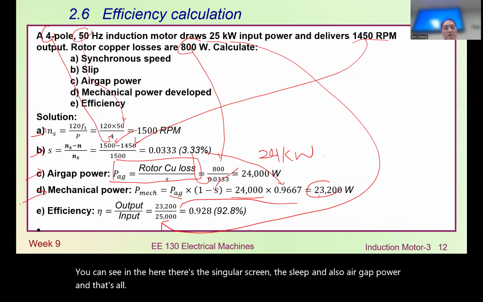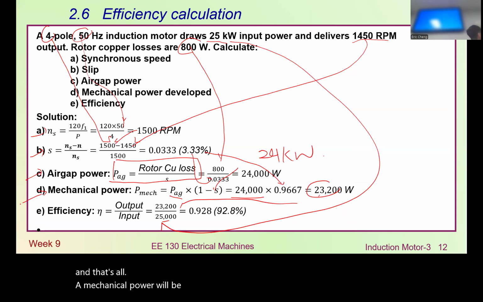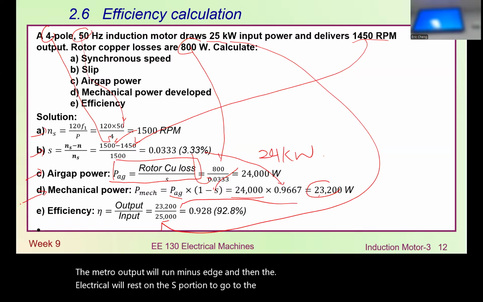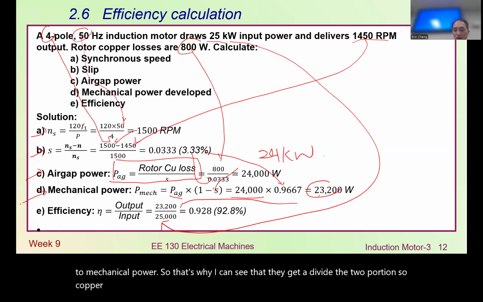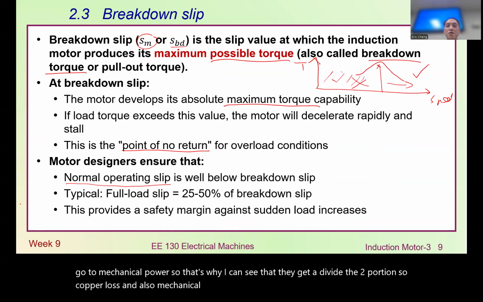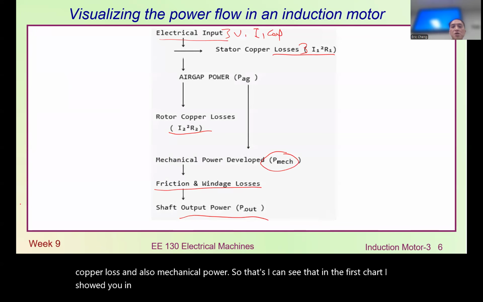And mechanical power will be this. You see this formula, the air gap power. The mechanical output will be 1 minus S, and the rest, the S portion, goes to the copper loss. The remaining will all go to mechanical power. So that's why you can see that the air gap power is divided into 2 portions: copper loss and also mechanical power. So that's why in the first chart I showed you, the air gap power is divided into the copper loss and also mechanical power.